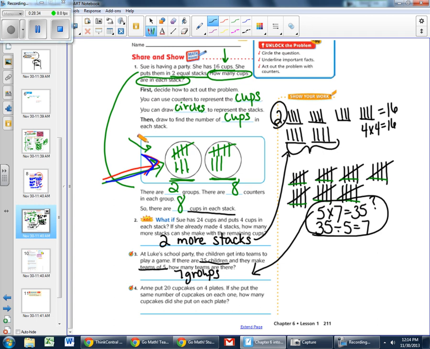Number 4, Annie puts 20 cupcakes on 4 plates. If she puts the same number of cupcakes on each plate, how many cupcakes did she put on each plate? Okay, so she has 20 cupcakes, and she has 4 plates. So I need 4 groups here. You can draw lines or circles, and then begin counting out the 20. Write your answer, and don't forget to label. Go ahead and do that one on your own. I think you can handle that one.